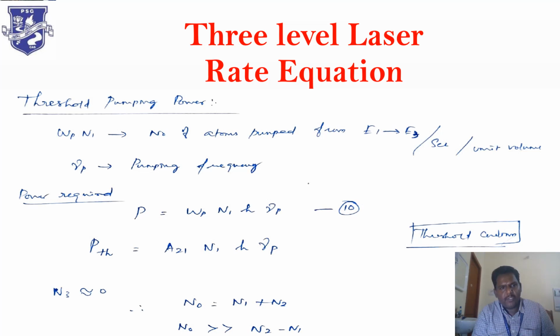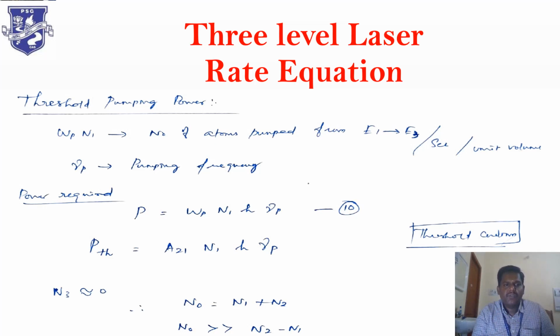Before that, we have to see what WP N1 is. It is the work done by the pumping process to move the atoms or electrons from E1 to E3, the minimum amount of energy to move the atom from E1. The number of atoms pumped from E1 to E3 per second per unit volume is given by these two terms. Nu P is the pumping frequency, which means the frequency of the photons used to pull the atoms from E1 to E3 by means of the pumping process.